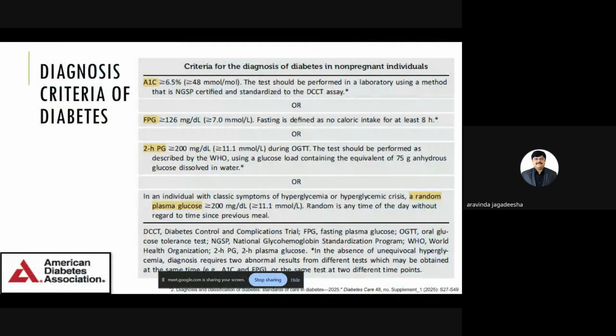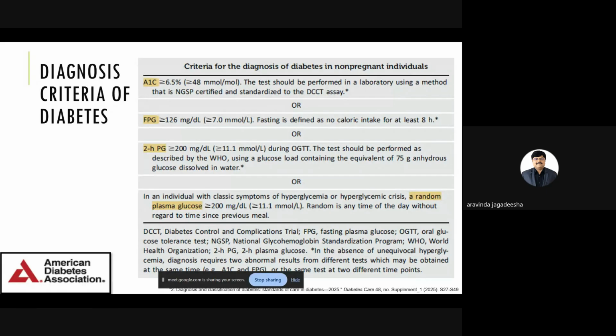If you take the diagnostic criteria of diabetes from ADA, you can see A1C more than 6.5. The test should be performed in a laboratory using a method which is certified and standardized. Next, fasting plasma glucose more than 126. Fasting is defined as no calorie intake for at least 8 hours. Next is the 2-hour postprandial glucose, which is more than 200 during the oral glucose tolerance test.